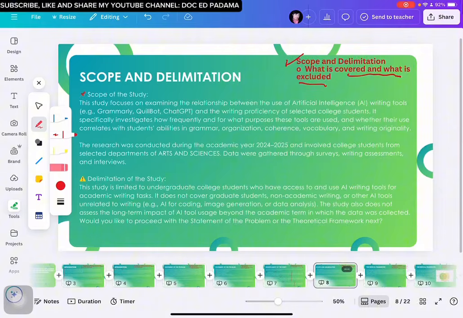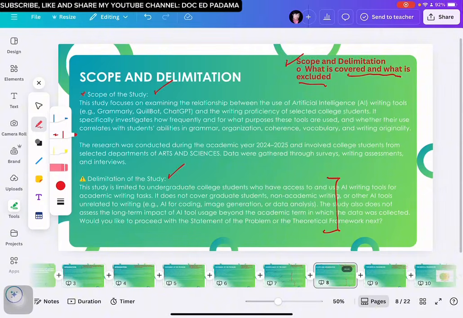For this particular slide, this one discusses the scope of the study. It was presented using 2 paragraphs, which is enough. And then the second part will be the delimitation of the study, again presented using just a single paragraph. You have to be aware of the difference between the scope, which is the coverage and inclusions of your study, and the delimitation, which is the exclusion of your study.